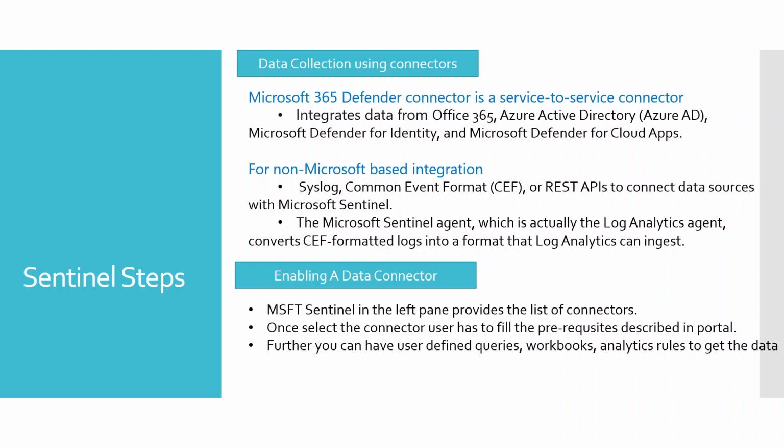The first one is the Microsoft 365 Defender connector. That is a service to service connector. There are different kinds of connectors available, and these are more service to service connectors. What it does is integrate data from Office 365, Azure Active Directory, Microsoft Defender for Identity, and Microsoft Defender for Cloud Apps. From these areas it collects the data.